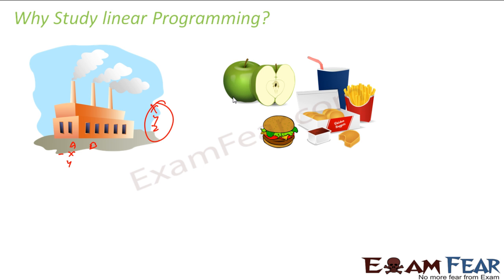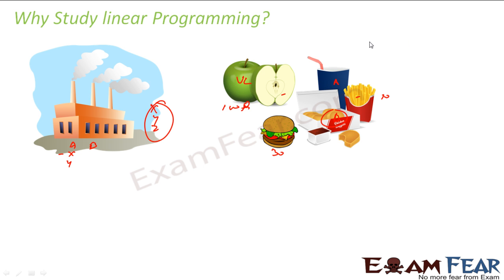In case of diet, for example, you eat an apple, you eat chips and burgers, and everything has some vitamins. For example, this one has vitamin C, this one has vitamin A, this one has vitamin B, and you need some particular amounts, and everything has a cost also. For example, this is 100 rupees per kg, this is 100 rupees per piece, this is 30 rupees per piece, this is 10 rupees per piece, right?